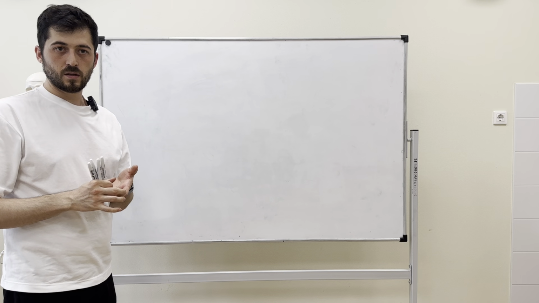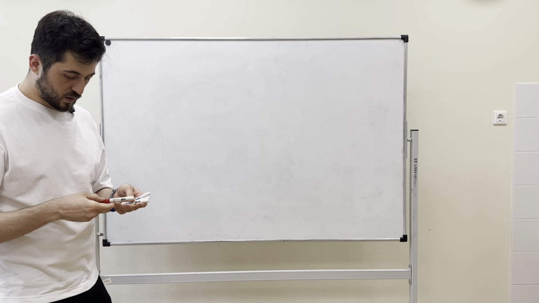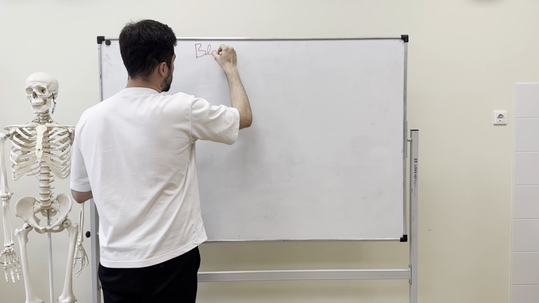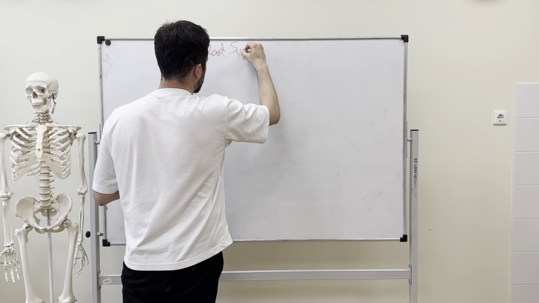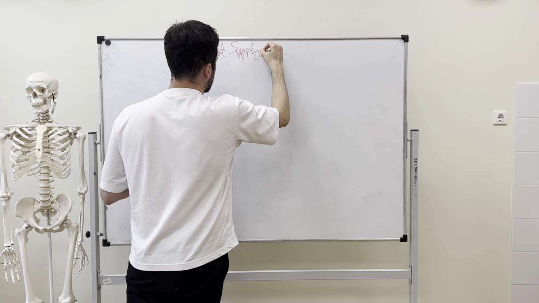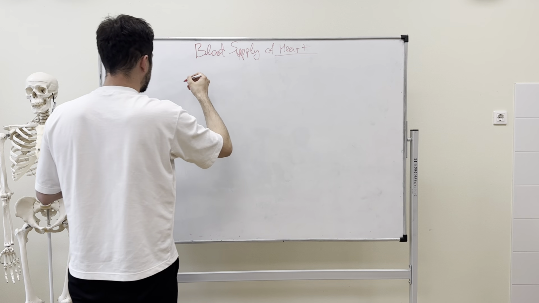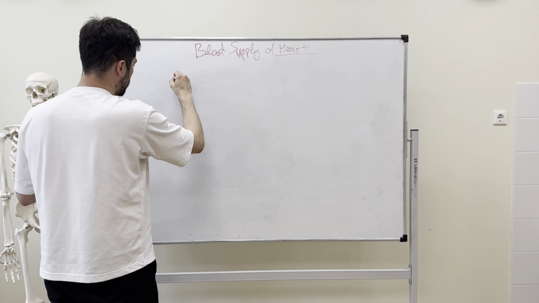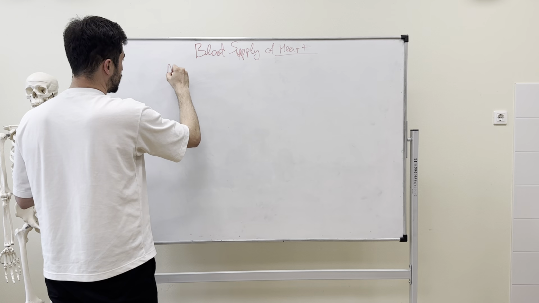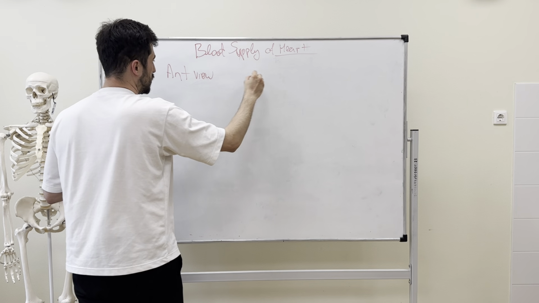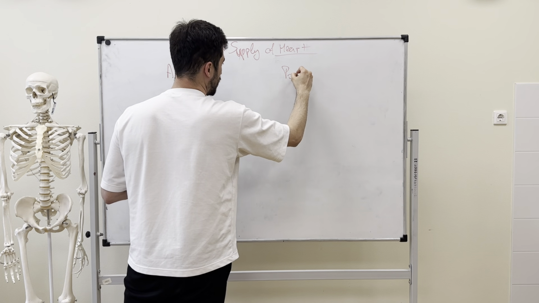Did you start? Yeah, okay, then now we'll be discussing blood supply to the heart. Okay, blood supply of heart. How many chambers in the heart? Four. They are. Let's make it big. Two pictures. We have here anterior view. Here we'll be having posterior view.